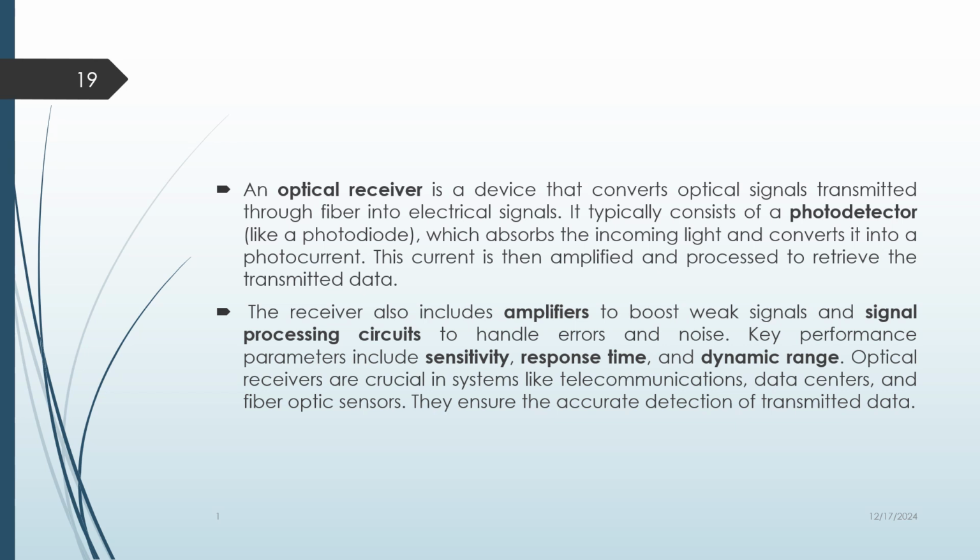The receiver also includes amplifiers to boost the weak signal and signal processing circuits to handle errors and noise. Key performance parameters include sensitivity, response time, and dynamic range. Optical receivers are crucial in systems like telecommunication, data centers, and fiber optic sensors. They ensure the accurate detection of transmitted data.